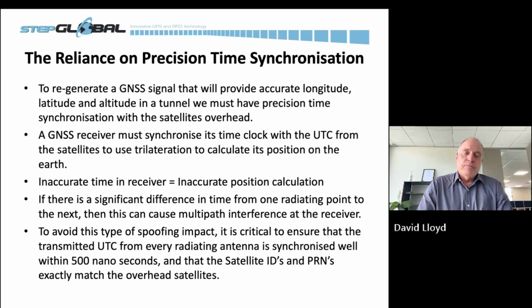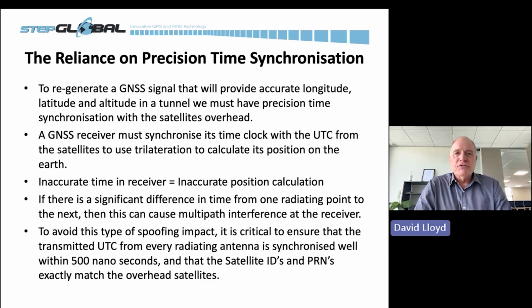There's a major requirement in terms of being able to have a precise time throughout the entire network, because all calculations are based upon time and its relevance to universal time code. So we need to make sure that we have very accurate time throughout the network. And this has always been the major challenge in being able to produce underground GNSS signals. If we don't have accurate time in the receiver, then we'll have an inaccurate position calculation.